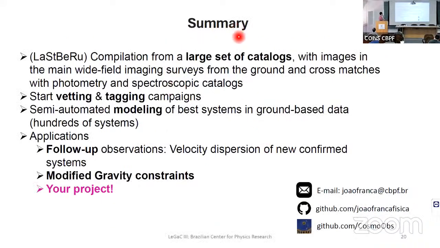Okay, so just to briefly summarize, we have the sample that Renan showed to us. The idea is to start the vetting and tagging campaign soon, especially for the other, larger surveys. The idea is to model the best objects in the survey using the technique that I showed, and to use all of this complex database for applications: the follow-up observations that, as an example, we already made, and also to use this data for setting modified gravity constraints, for example, and also your particular project that you are interested in. So yeah, I think I'll finish here, and I'll be happy to take questions. Thanks.